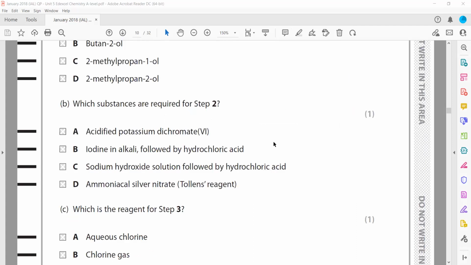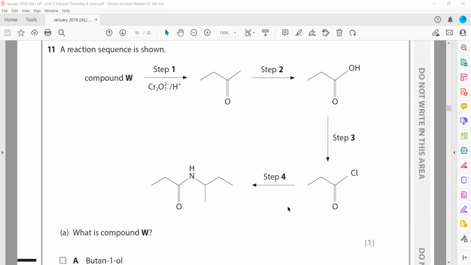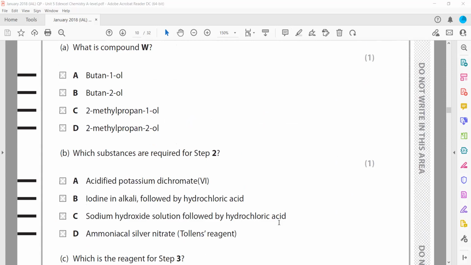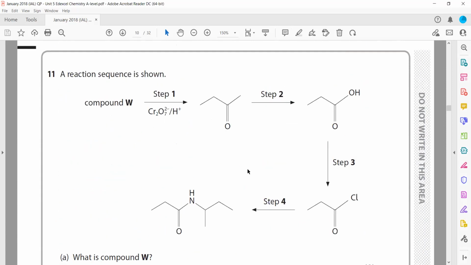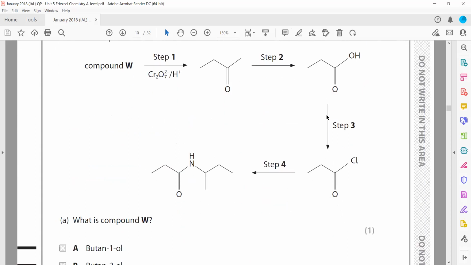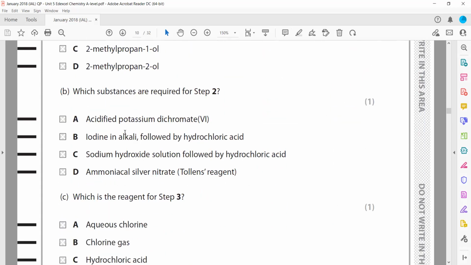Then which substances are required in step 2? In step 2, we are starting from a ketone, and we are converting it into a carboxylic group. So ketone to carboxylic acid. Acidified potassium dichromate does not work. Why does this not work? Because a ketone cannot be oxidized.